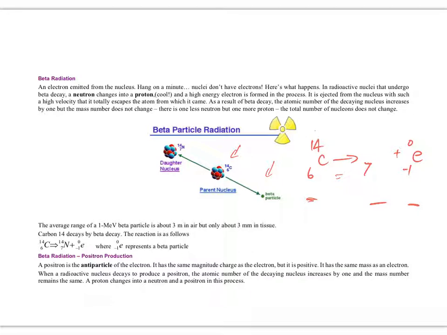The same with the top. 14 gives 14 plus 0, so it's 14. If you look on the periodic table, number 7 is nitrogen, so it's producing nitrogen. And you can see the equation down here.